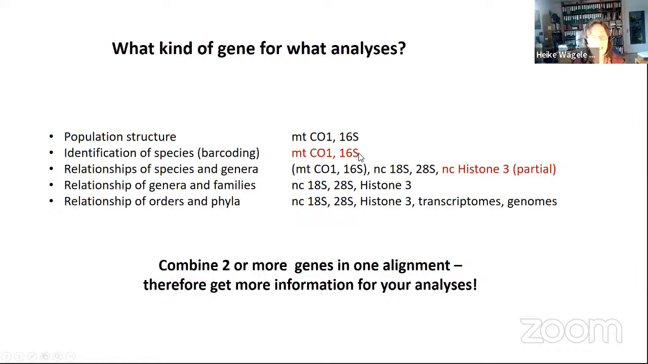16S shows fewer mutations. So what we usually do is combine 2 or more genes in 1 alignment. So we combine CO1 and 16S. And in this case, what I want to show you in the next steps is we combine CO1 and 16S as the mitochondrial genes plus a nuclear gene, in this case histone 3.